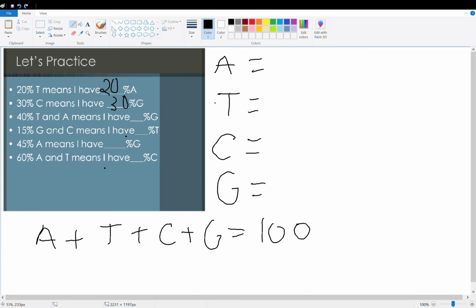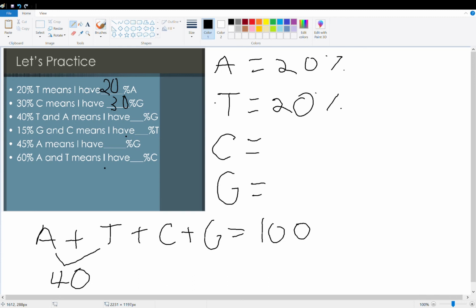So, remember, A and T always have to have the same amount. So we know A plus T equals 40. So how do you figure out what A and T have individually? Easy, you divide it by 2. A and T have 20, right? But that's not our goal. Our goal is to figure out how much guanine, how much G do we have.